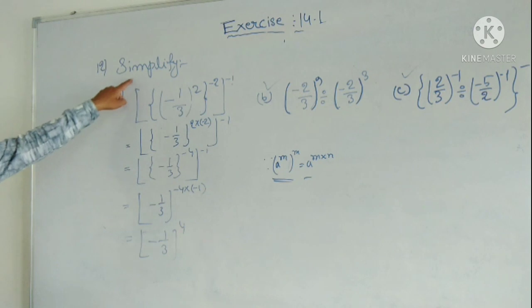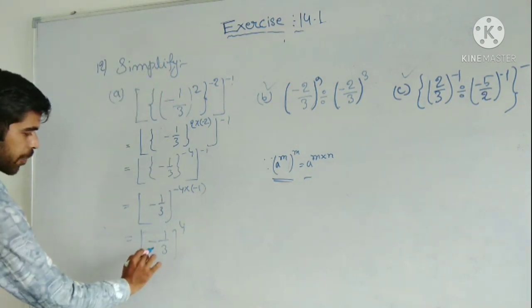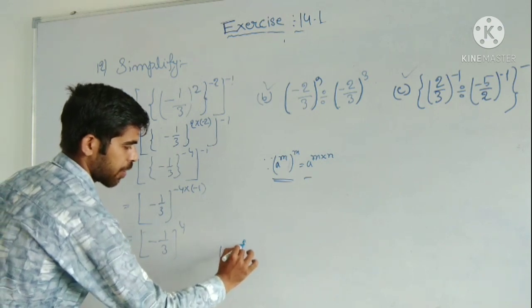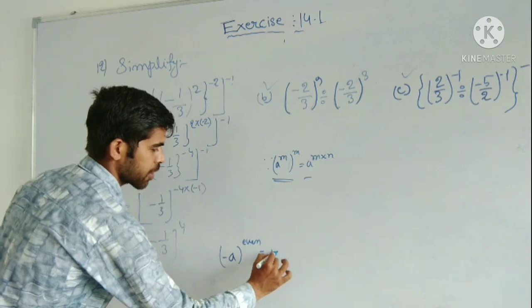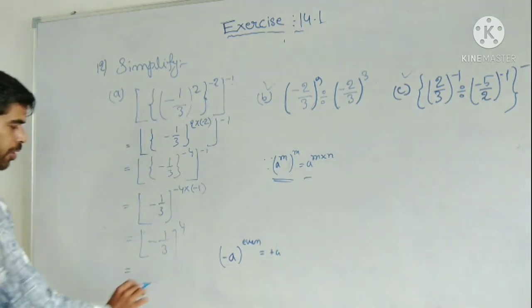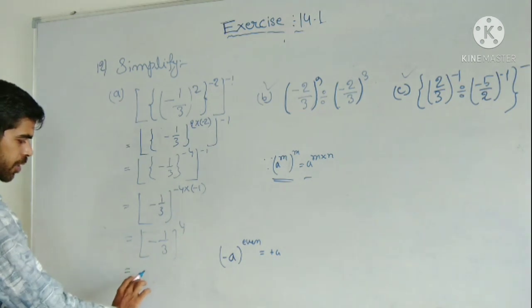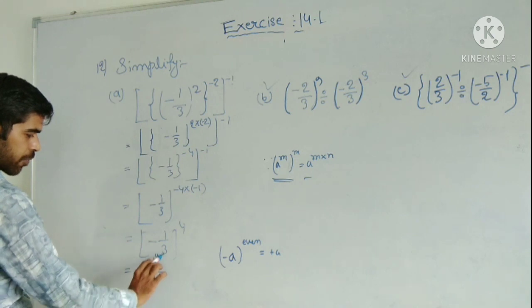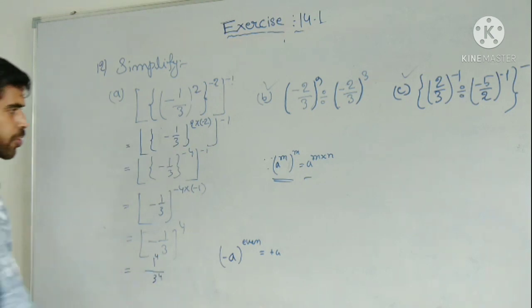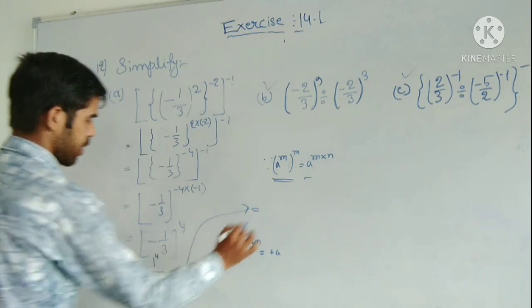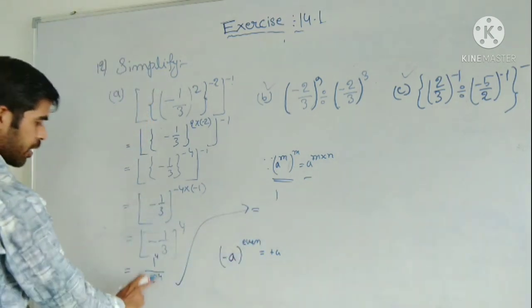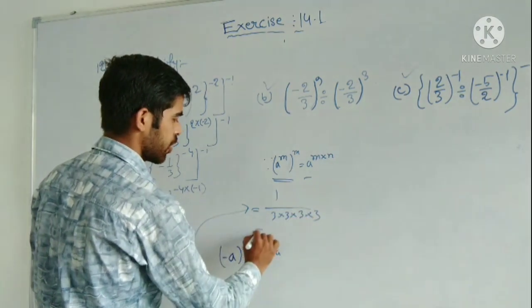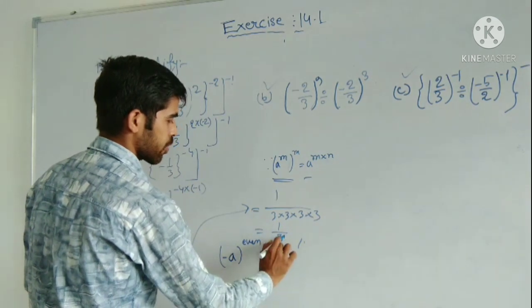Since simplification is written, here minus 1 to the power 4 means that if a negative sign is there and the power is an even number, then it will always be positive. So here minus becomes positive, and 1 by 3 to the power 4: 1 to the power 4 is 1, and 3 to the power 4 means 3 into 3 into 3 into 3, that means it will be 81. So this is the answer.